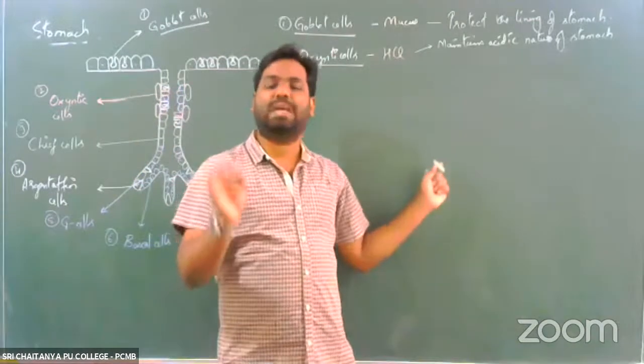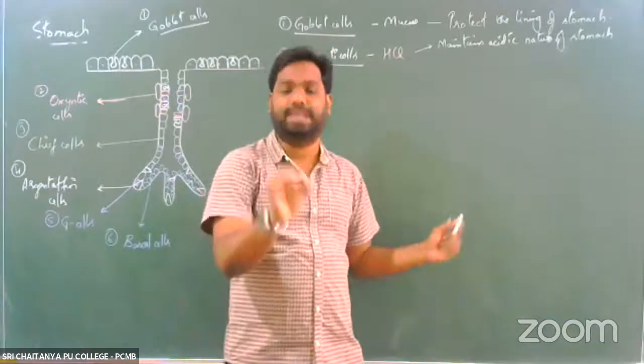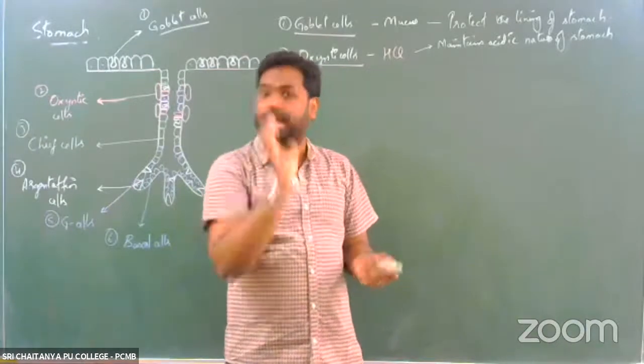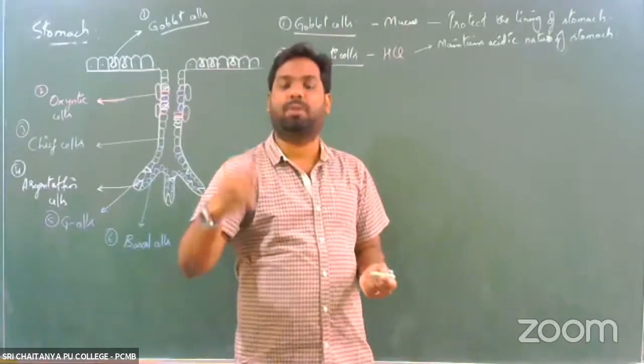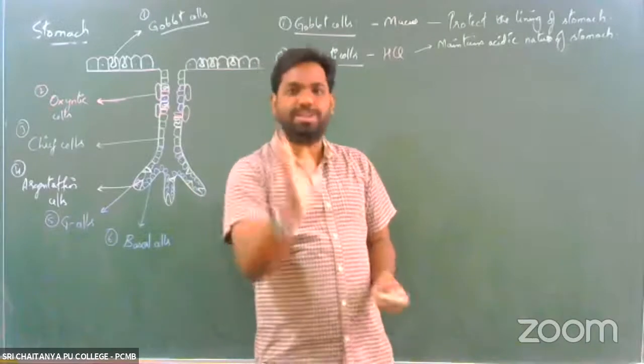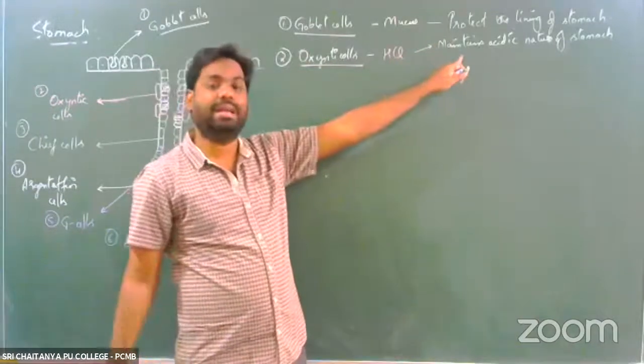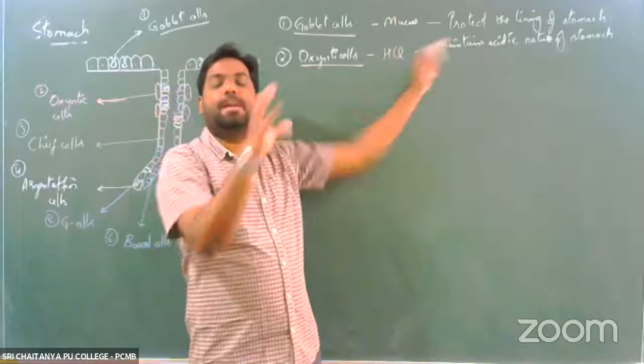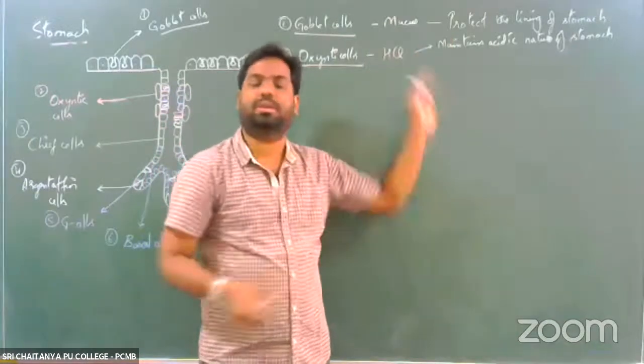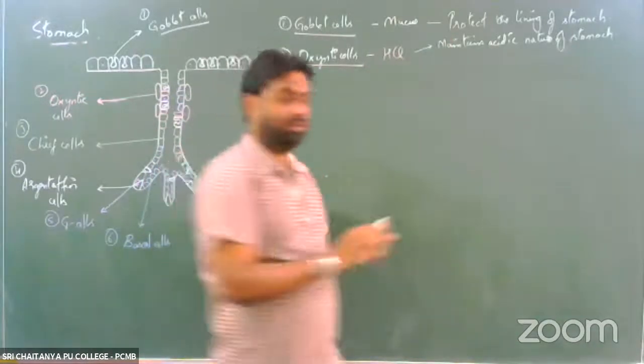If those enzymes have to act, they require a highly acidic pH. Only in the acidic pH will those enzymes be able to perform their duties efficiently. So, for that, HCl maintains the acidic nature of the stomach by secreting highly concentrated hydrochloric acid. That is the first function.